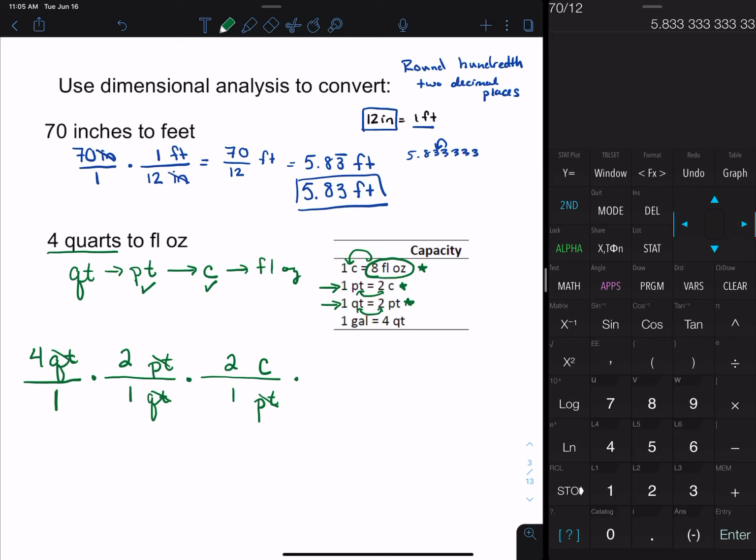I got to cups. Now I want to get to fluid ounces. So I want my cups in the denominator and my fluid ounces up in my numerator. From that conversion up top, I know there's 1 cup in 8 fluid ounces. So I'm going to multiply straight across. I'll have 4 times 2 times 2 times 8, which gives me 128. 1 times 1 times 1 times 1 gives me 1. So I'll have 128. The only units that didn't cancel out are fluid ounces.